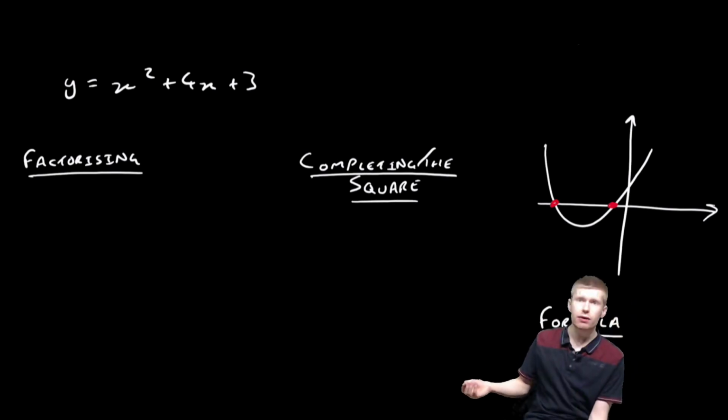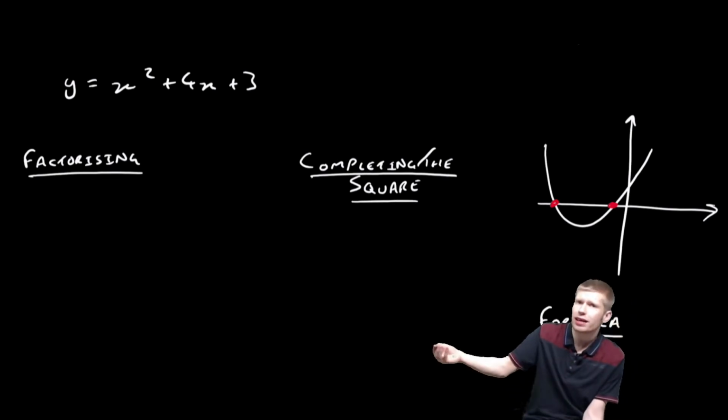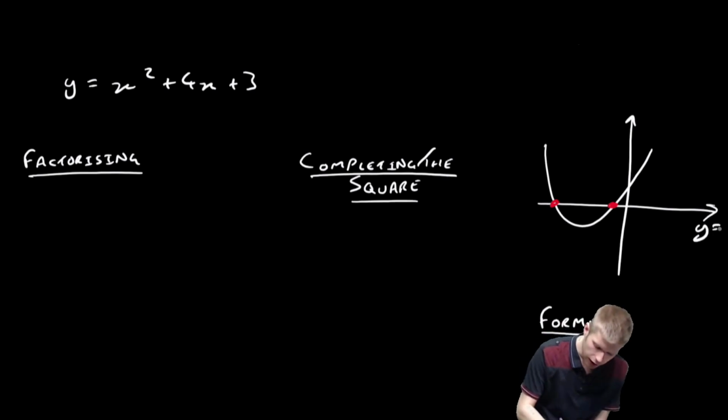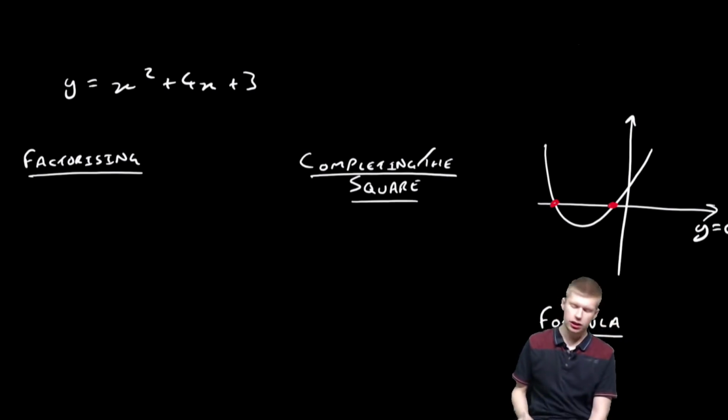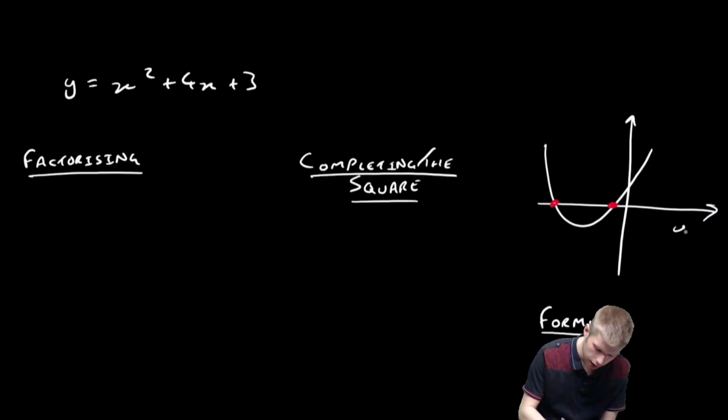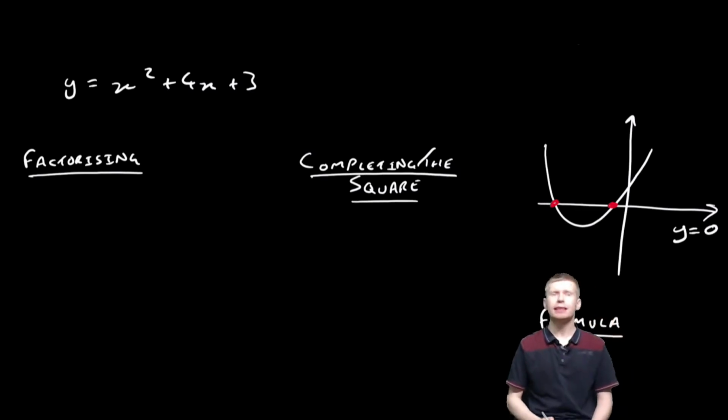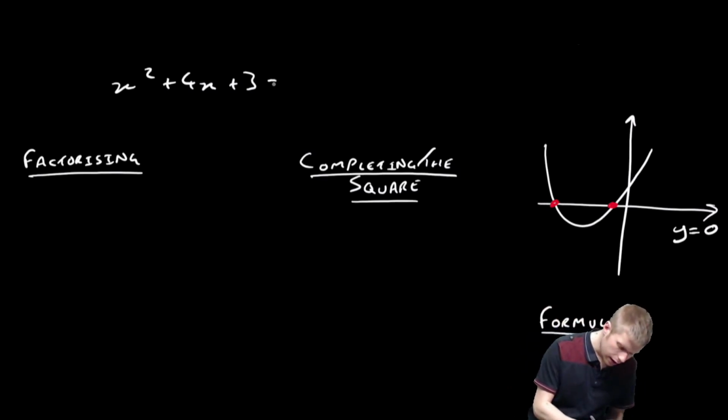Why am I setting it equal to 0? Well, I'm saying now y is equal to 0. Where does y equal 0 on this graph? Okay, and the line y equals 0 is just simply the x-axis. Let me just write that again. It's just simply the x-axis. So I'm going to have to set all of that thing equal to 0.